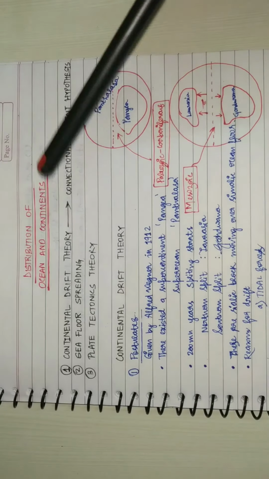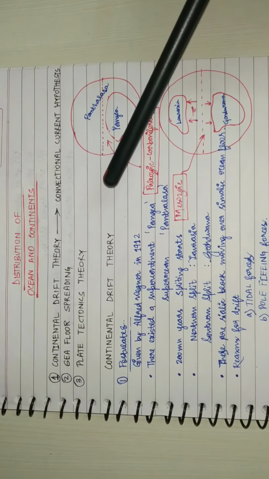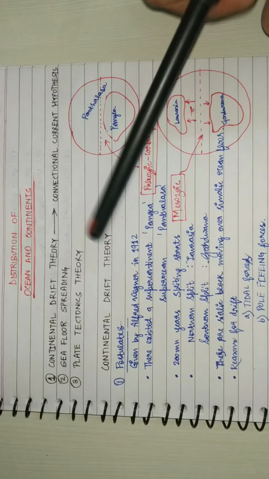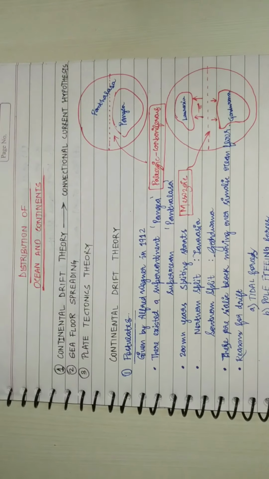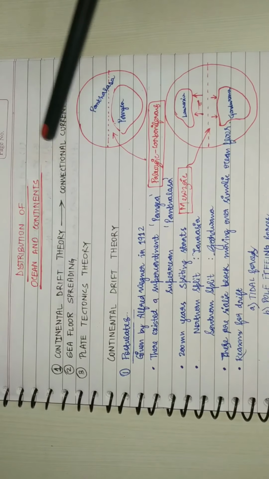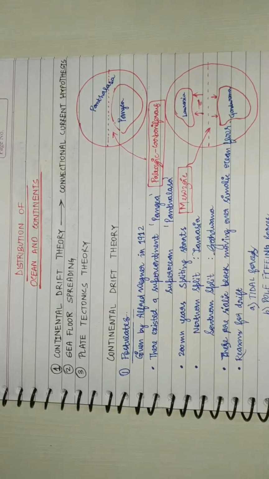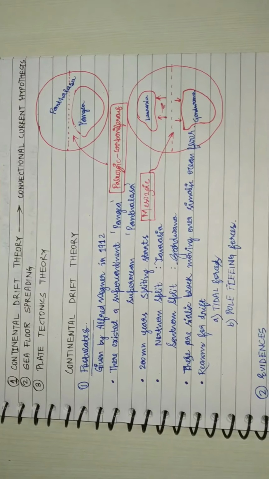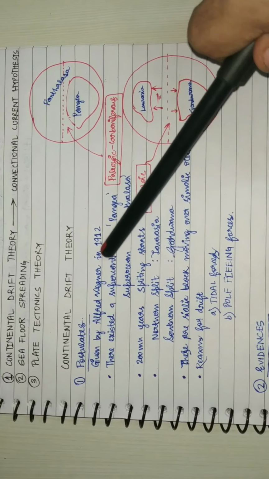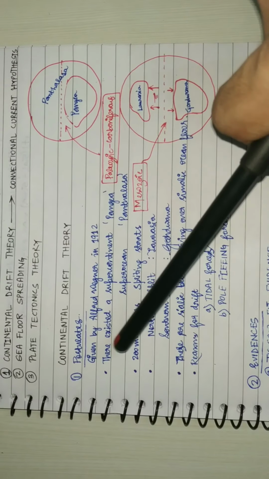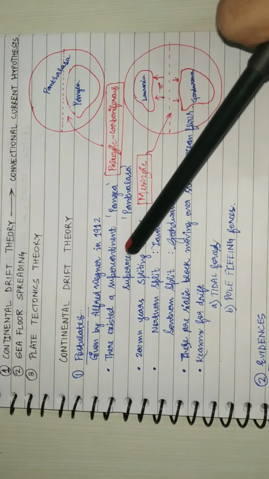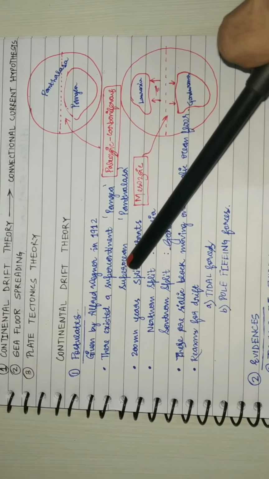So the continental drift theory, the seafloor spreading theory, and the plate tectonics theory are the three theories which attempted to explain the distribution of ocean and the continents. Let's start with the continental drift theory. Postulated by Alfred Wegener in 1912, he said there existed a supercontinent Pangaea and a superocean called Panthalassa.